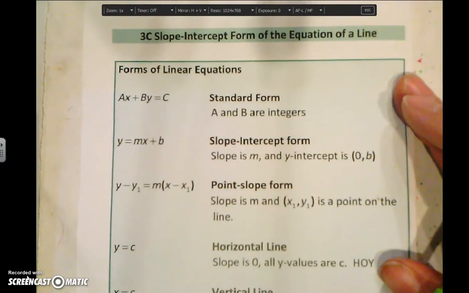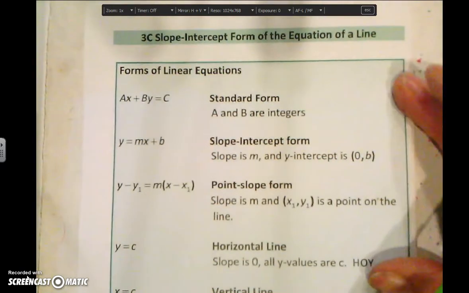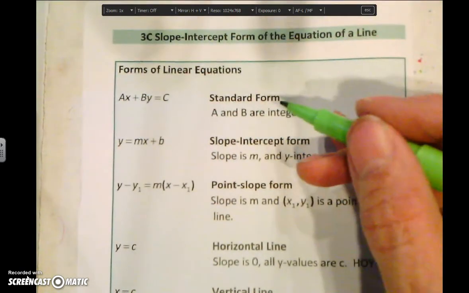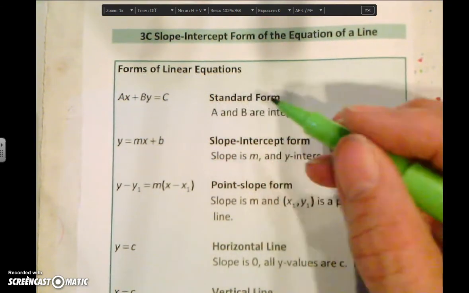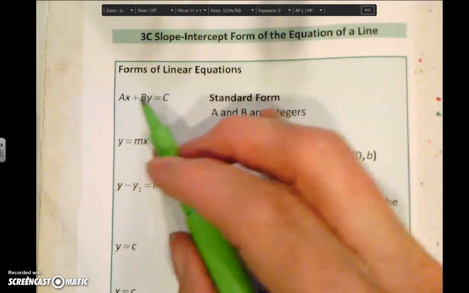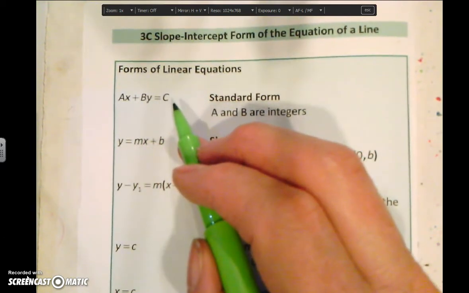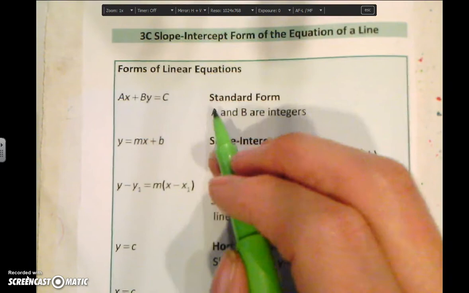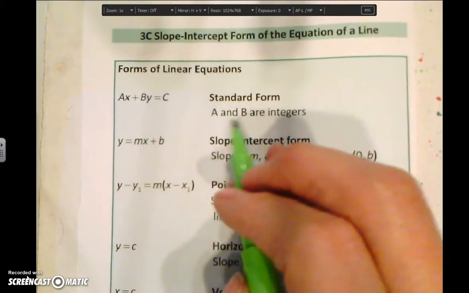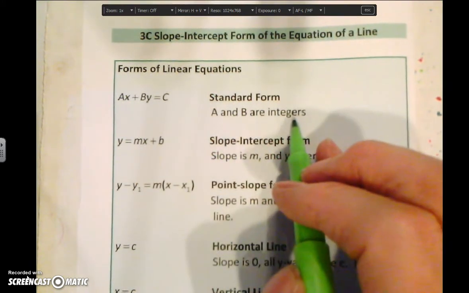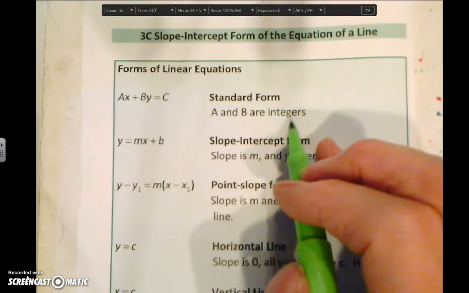In the 3C notes, we talk about writing equations of lines. When you do that, you need to recognize what kind of form you're going to be writing it in. Standard form is one where the variables are both on one side of the equal sign and the constants on the other. And then the coefficients of the variables, A and B, are integers. So that means you can't leave fractions or decimals in your answer.